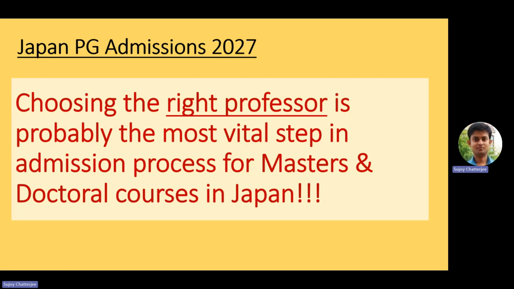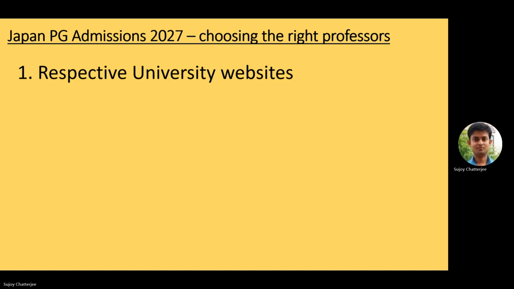Choosing the right professor is probably the most vital step in the admission process for master's and doctoral courses in Japan. That's why we are here with this specific video on how to find the right professors. First, there are basically four ways. There could be more ways, but the top four ways in which you can search for your professor. I am going to discuss those top four search criteria.